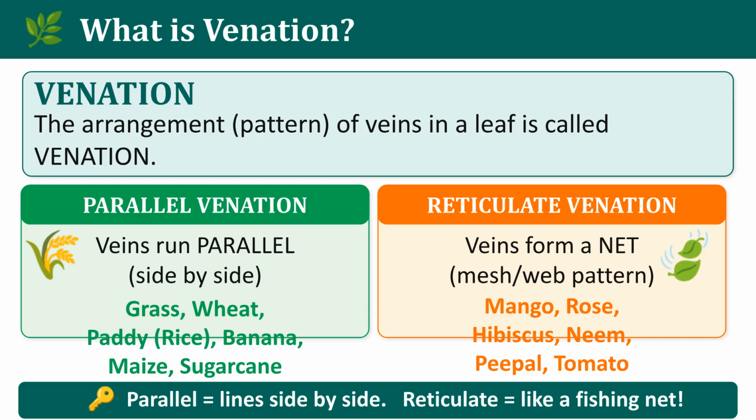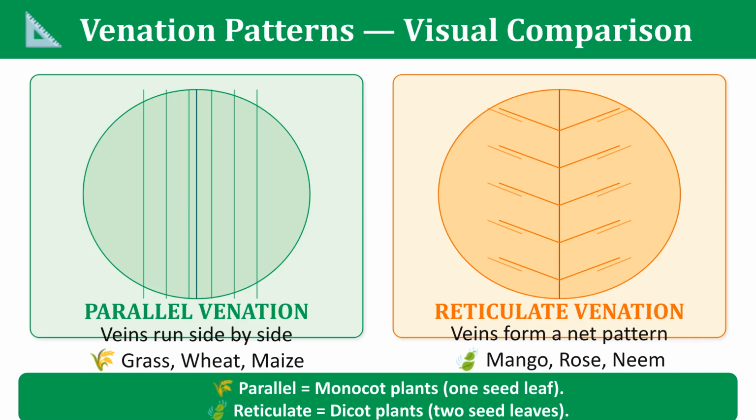Now let's learn a new word, venation. Venation simply means the pattern made by veins inside a leaf. There are 2 main types. In parallel venation, the veins run side by side like railway tracks. You can find this in grass, wheat, rice, banana, and maize. In reticulate venation, the veins form a network, just like a fishing net or spider web. Mango, neem, rose, hibiscus, and tomato leaves have this pattern. Here's a quick question. Which pattern looks more like a net? That's right, reticulate venation.